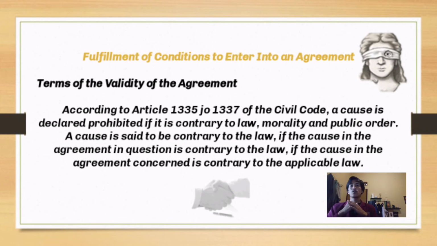Okay, next, fulfillment of conditions to enter into an agreement, and the violation of the agreement. According to Article 1335 juncto 1337 of the Civil Code, a cause is prohibited if it is contrary to law, morality and public order. A cause in the agreement is contrary to the law if the cause in the agreement contract is contrary to the applicable law.